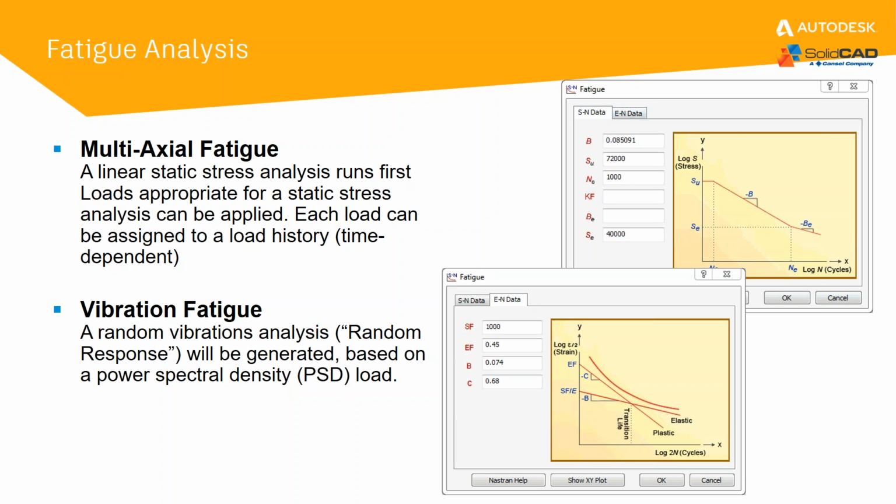Another capability of the tool, fatigue analysis, both multi-axial fatigue, where a linear static stress analysis will run first. Different loads appropriate for static stress analysis could be applied, and each load could then be assigned a load history, time dependent, as well as vibration fatigue. So this time a random vibration analysis based on power spectral density load is generated. Both SN and EN life could be studied.